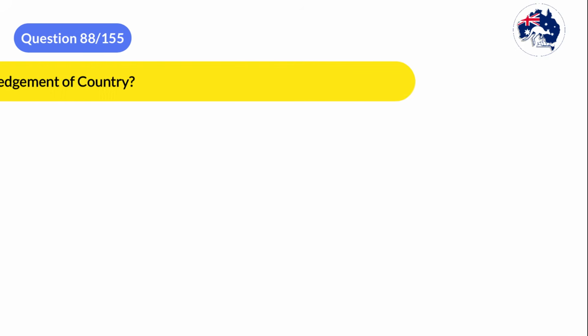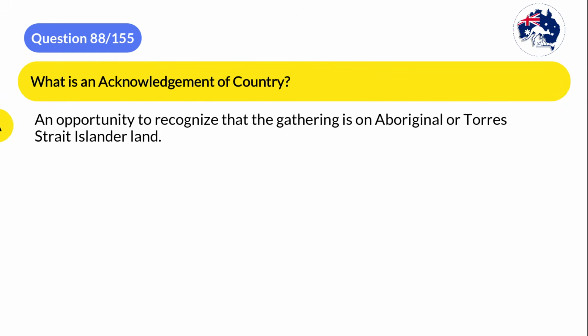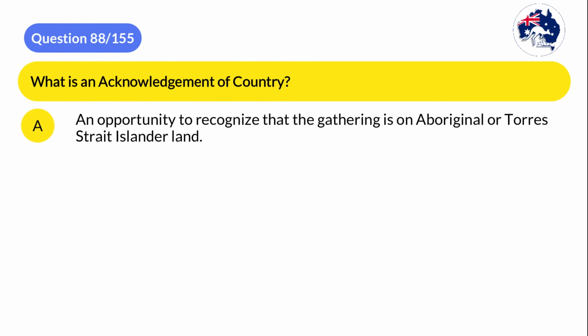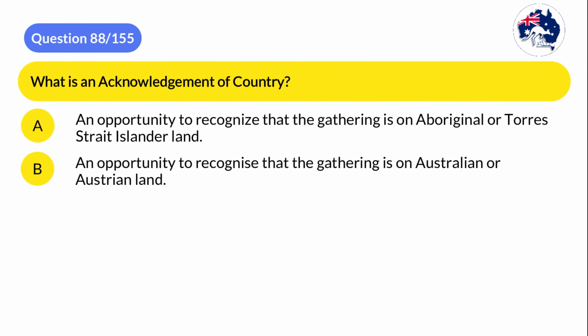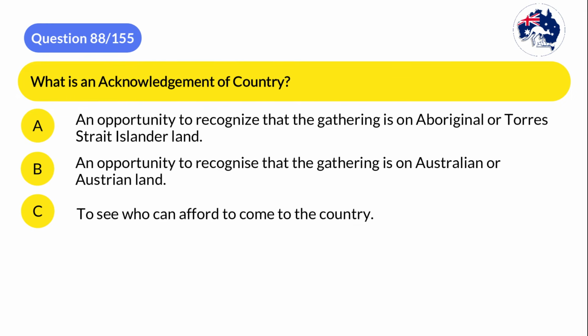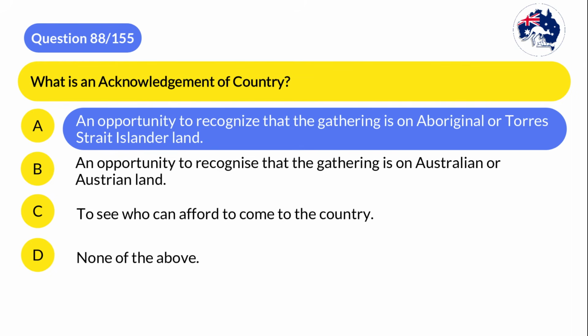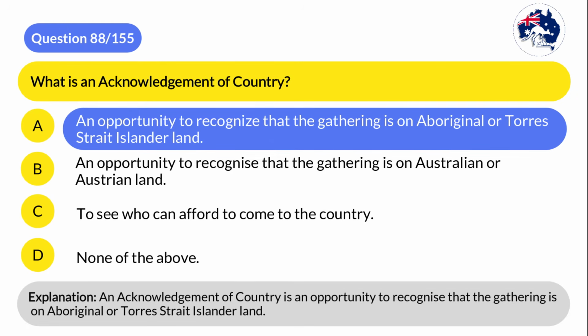Question 88. What is an acknowledgement of country? A. An opportunity to recognize that the gathering is on Aboriginal or Torres Strait Islander land. B. An opportunity to recognize that the gathering is on Australian or Austrian land. C. To see who can afford to come to the country. D. None of the above. The correct answer is A. An opportunity to recognize that the gathering is on Aboriginal or Torres Strait Islander land. Explanation: an acknowledgement of country is an opportunity to recognize that the gathering is on Aboriginal or Torres Strait Islander land.